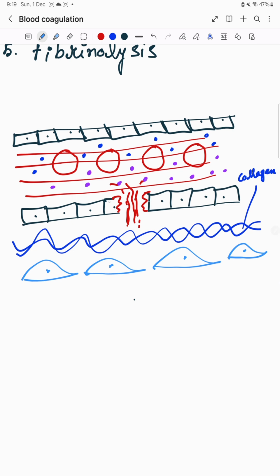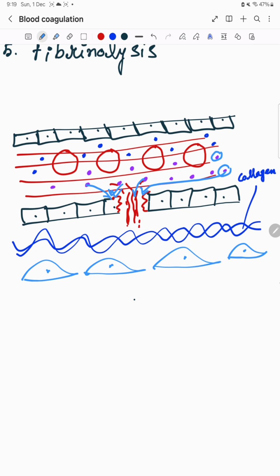For preventing this blood loss, we have to activate these platelet molecules. These are the platelet molecules. We have to activate them because they are circulating in the blood, they are not at the site of injury. We have to call them to the site of injury. Where is the site of injury? This place. So these molecules have to come to this place and aggregate here.